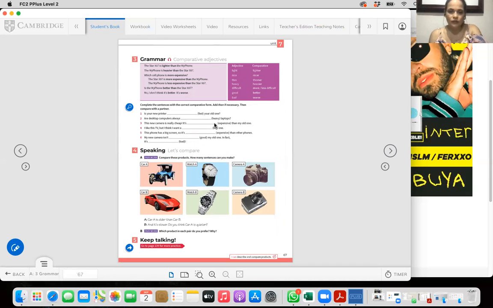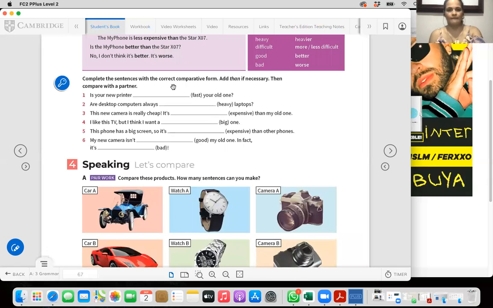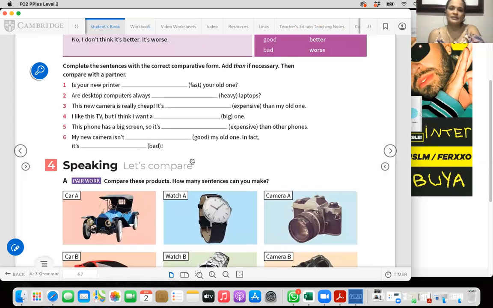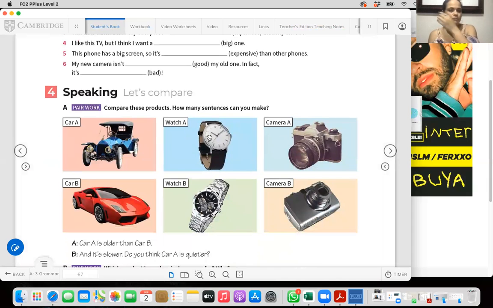And then you're going to do this part right here. Comparative adjectives. You're going to do this one. This is page 67. Your biggest exercise is going to be this one. It says compare these products. How many sentences can you make? For example, you're going to compare this sentence with this sentence.